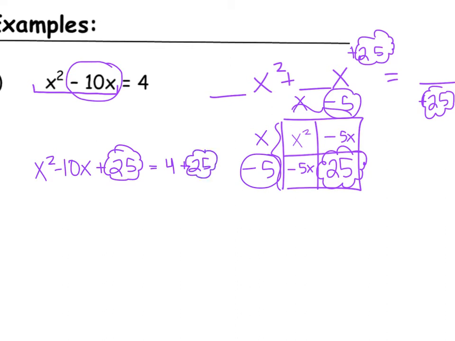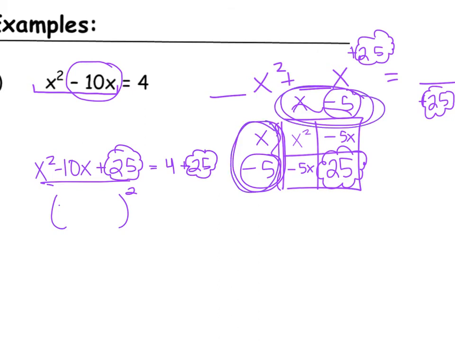And now I am ready for my next step of rewriting the left as a perfect square. So to write something as a perfect square, in my parentheses, I need the expression that when I square it, I get x squared minus 10x plus 25. And that expression from our area model over here is x minus 5 times x minus 5, or x minus 5 squared. On the right, I now have 29. And now I'm ready for my next step of taking the square root of both sides.